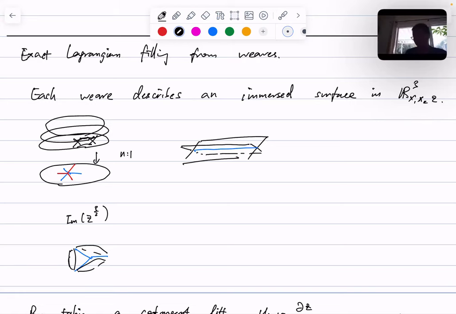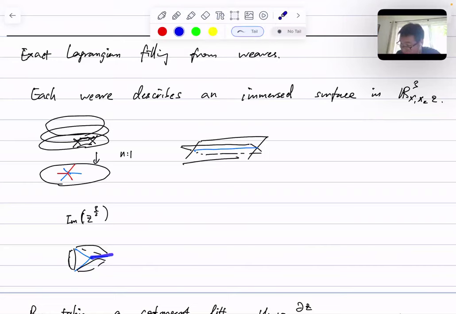So you can use a graphing calculator and graph this multivalued function. Generically, you're going to see two points in the graph, but then these graphs actually cross each other along three lines, and that's what this surface is like. So this is the trivalent vertex. What about the hexavalent vertex?